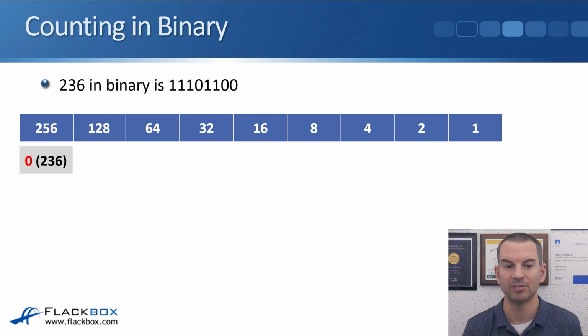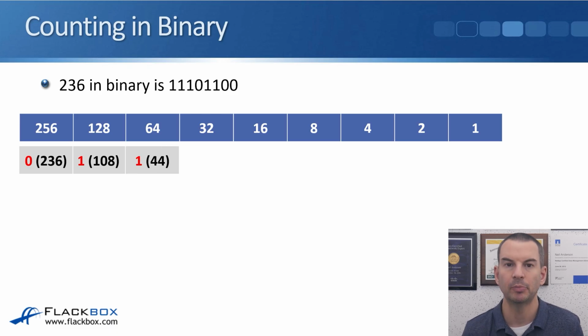So we can fit 0 256s into 236, and that leaves us with still 236 left over. Next up, can we fit 128 into 236 or not? And the answer is yes, so that gives us a 1, and we've got 108 left over, because 236 minus 128 is 108. So next up, does 64 fit into that 108 that was left over or not?